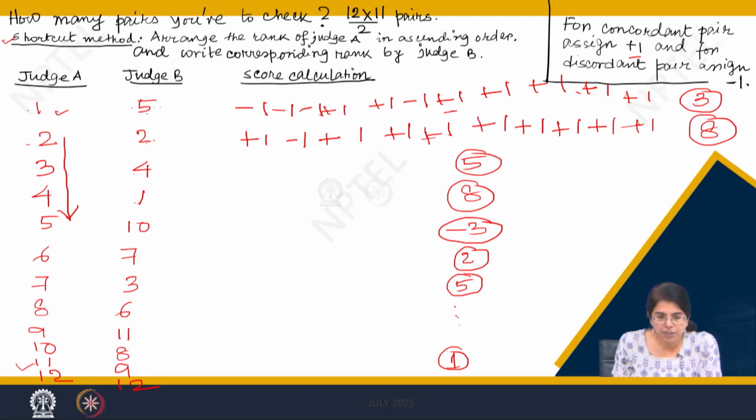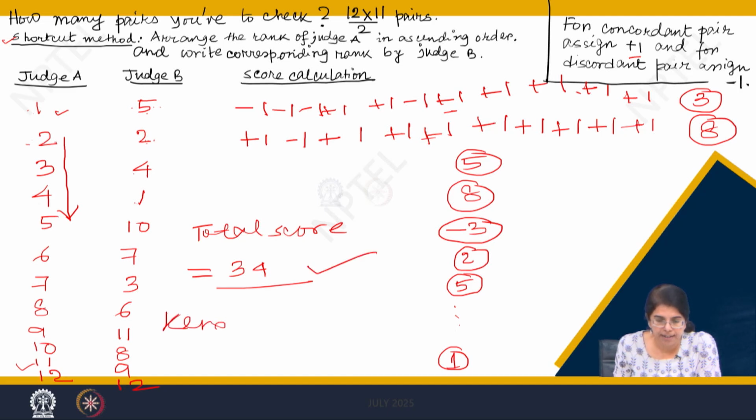So these are the scores for individual ranking. So finally, your total score will be just the sum of these observations, and that will be 34. That will be 34, and Kendall's T will be 34 divided by the total number of pairs. So 12 into 11 divided by 2, and after calculation you can check, it will be 51.